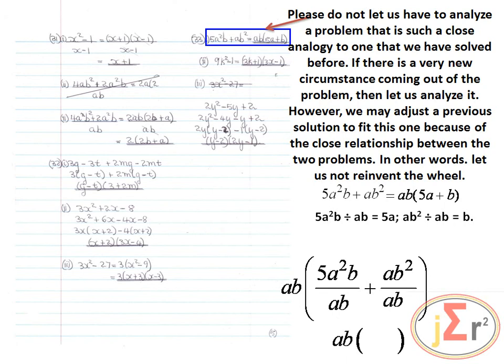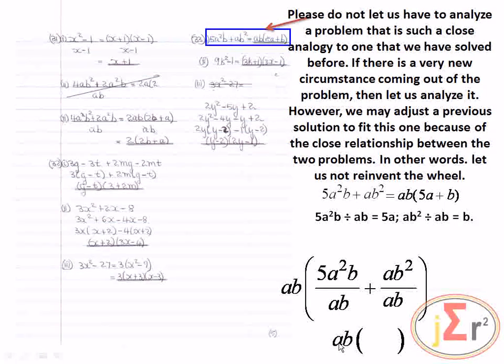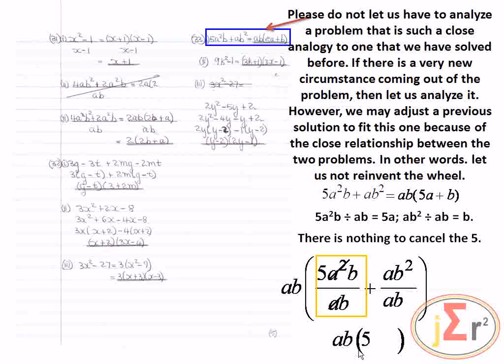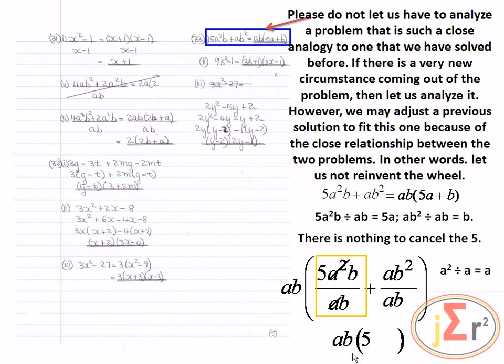So our highest common factor always goes back. It's always in the expression. Our highest common factor. What do we do now? We divide each term by the highest common factor. And there's nothing to cancel the 5, so the 5 will go right back. And then we do what? A squared divided by A is A. Goes there. And the B's cancel each other. So we do not need to make further mention of the B.